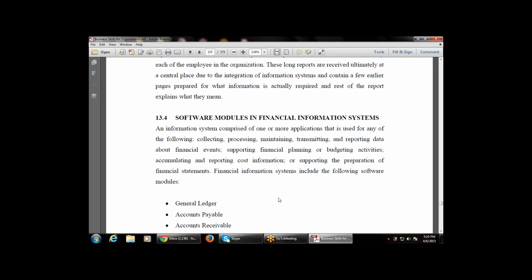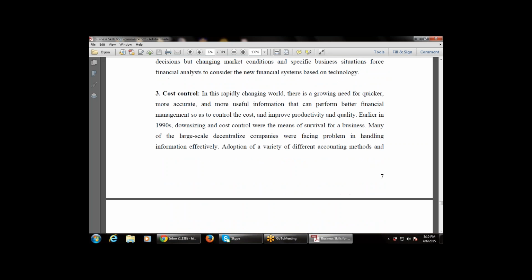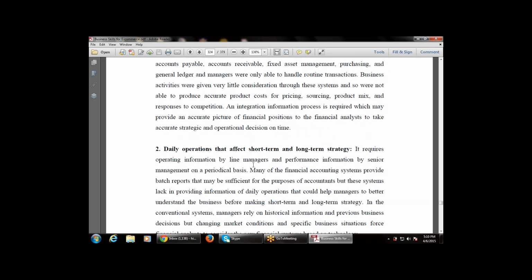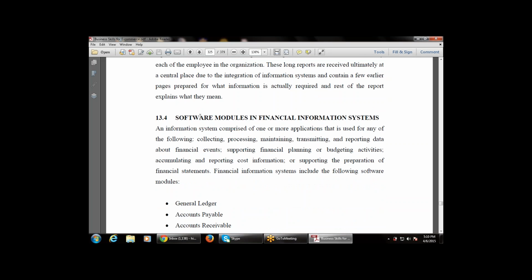So these are the four problems that can be tackled, that can be solved by using the internet: control over report generation, cost control, production control, and the daily operation that affects the short-term and the long-term strategies. Now, next one is, what are the software modules in financial information system? That is, what type of software is used in financial information system? This topic I will discuss, but before this, let's take a 5 to 10 minute break, then come back and move to this topic. So let's take a break right now.